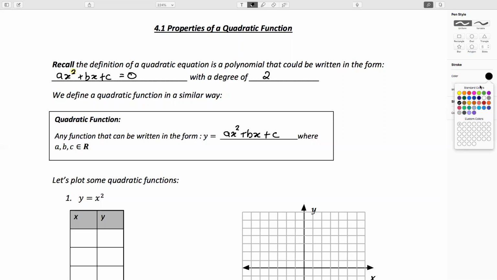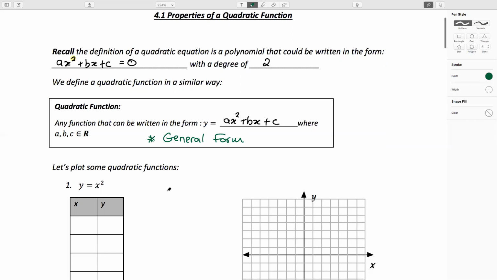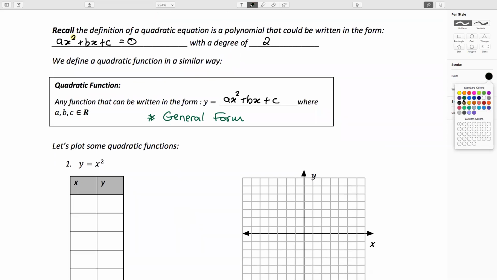This is also probably a good piece of information. This is called the general form of a quadratic equation. And you'll see some different names for it. I used to call this standard form, but there are different names for different versions of the equation.